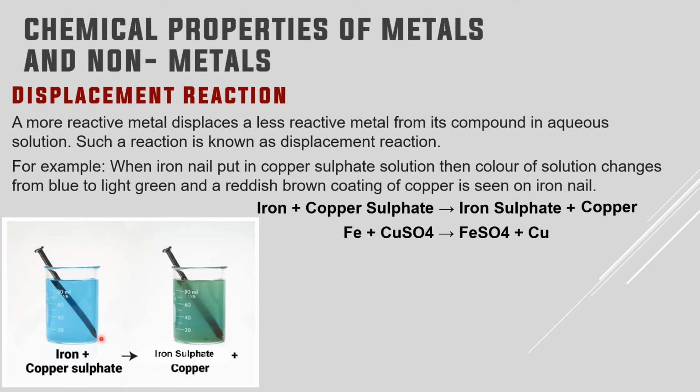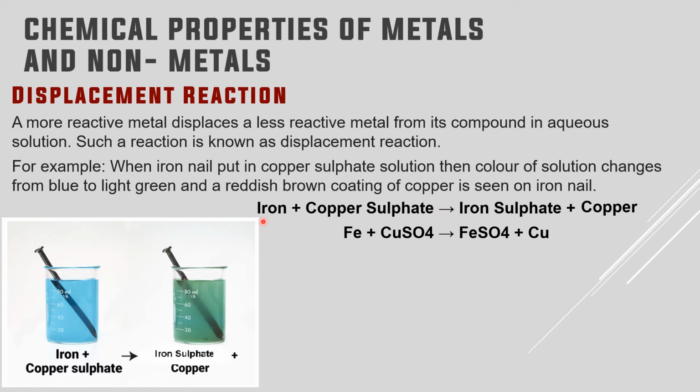Before it was a fresh, silvery iron nail, but after putting the nail in the copper sulfate solution, a brown coating appears, and that brown coating is the copper. You can see here, this is a little bit thick. Before, see here it is thin, but here it is a little bit thick. That is the deposit of copper, or copper coating. Reddish brown coating of copper is seen on the iron nail.